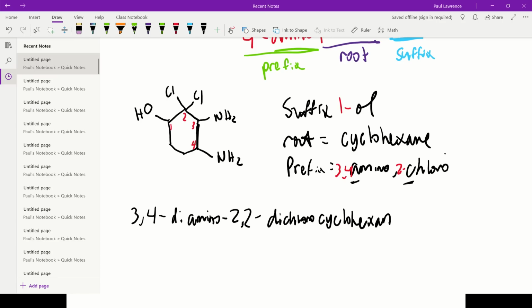Now, why did I not go 1-all? Because putting that 1 right there is redundant. Because when we look at the parent or the root, we see it's a cyclohexane. And so we have to have the hydroxyl group labeled as number 1. So we don't need to put this 1 in here because we already know it has to be the first. Okay? So that's the whole name for that molecule right there.